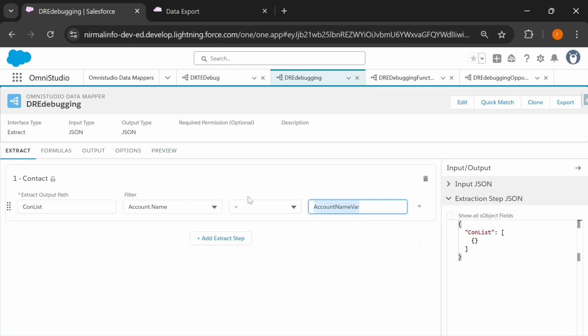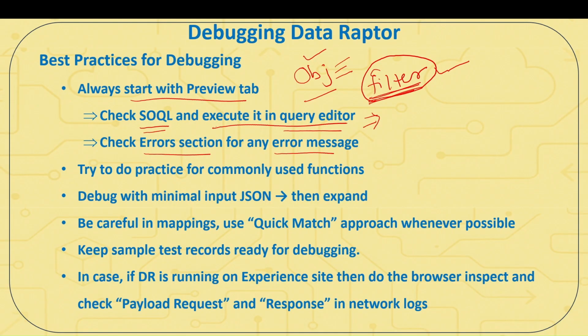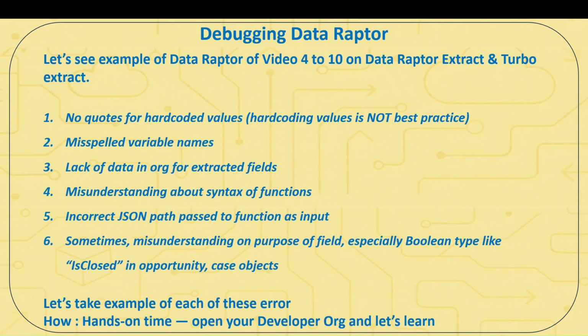So take care of these points. Now if I go back to the slide, as I mentioned, you can follow these steps at the beginning level for debugging. Now these are some examples. Already I took the example of the DataRaptors which I explained in the last videos, videos 4 to 10.